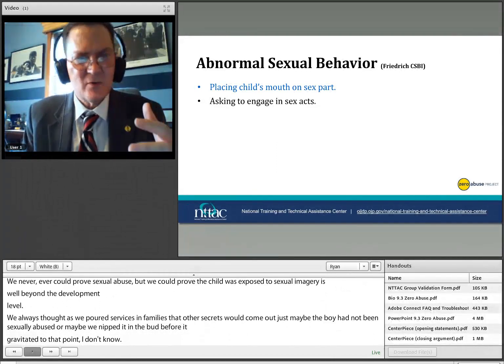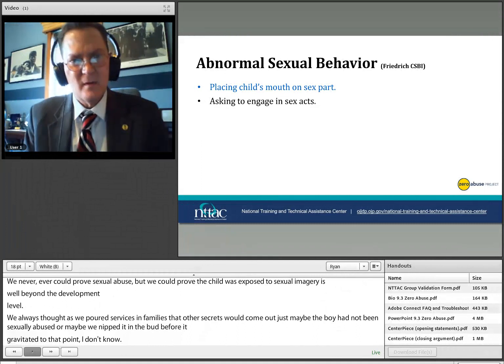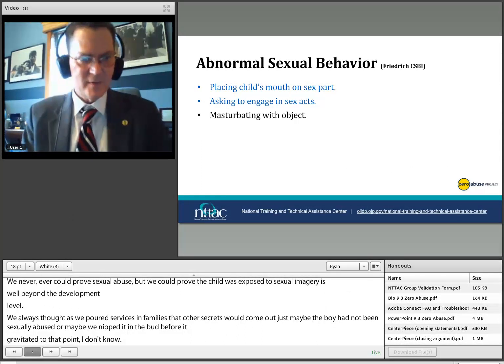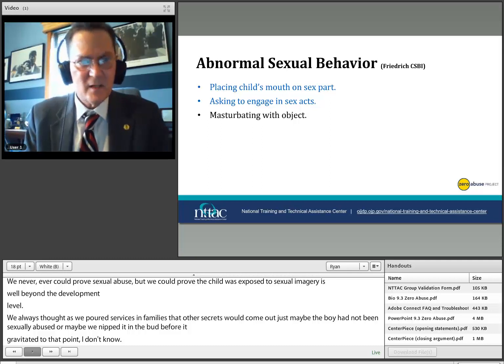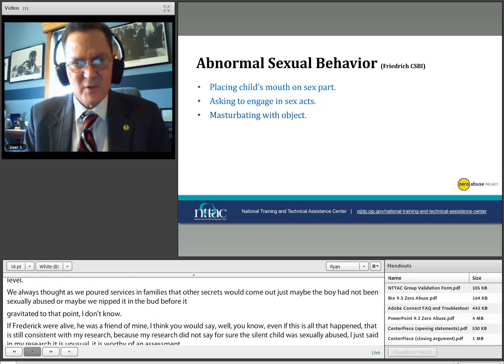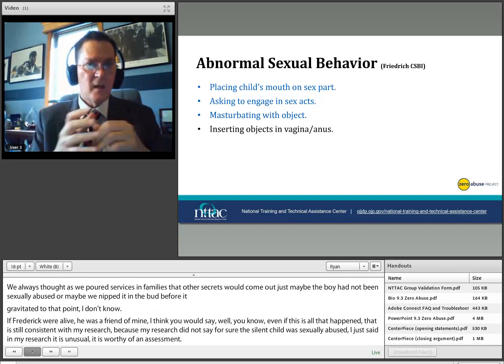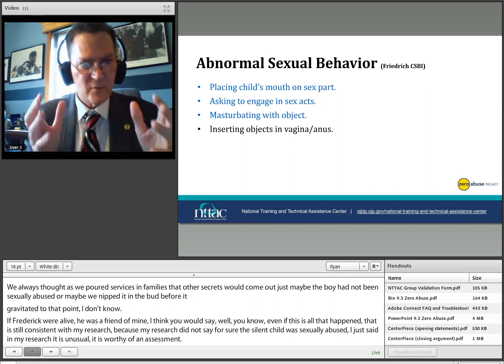Maybe the boy hadn't been sexually abused, or maybe we nipped it in the bud before it gravitated to that point. I don't know. If Friedrich were alive, he was a friend of mine, I think he would say, well, you know, even if this is all that happened, that's still consistent with my research, because my research didn't say for sure the child was sexually abused.